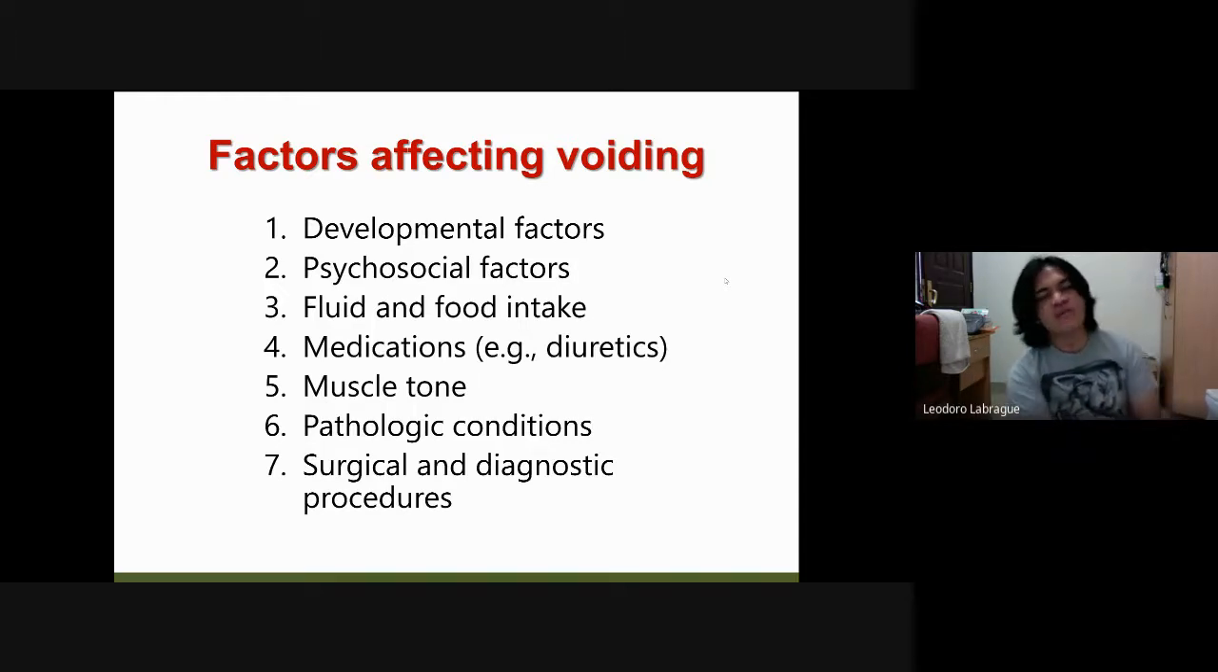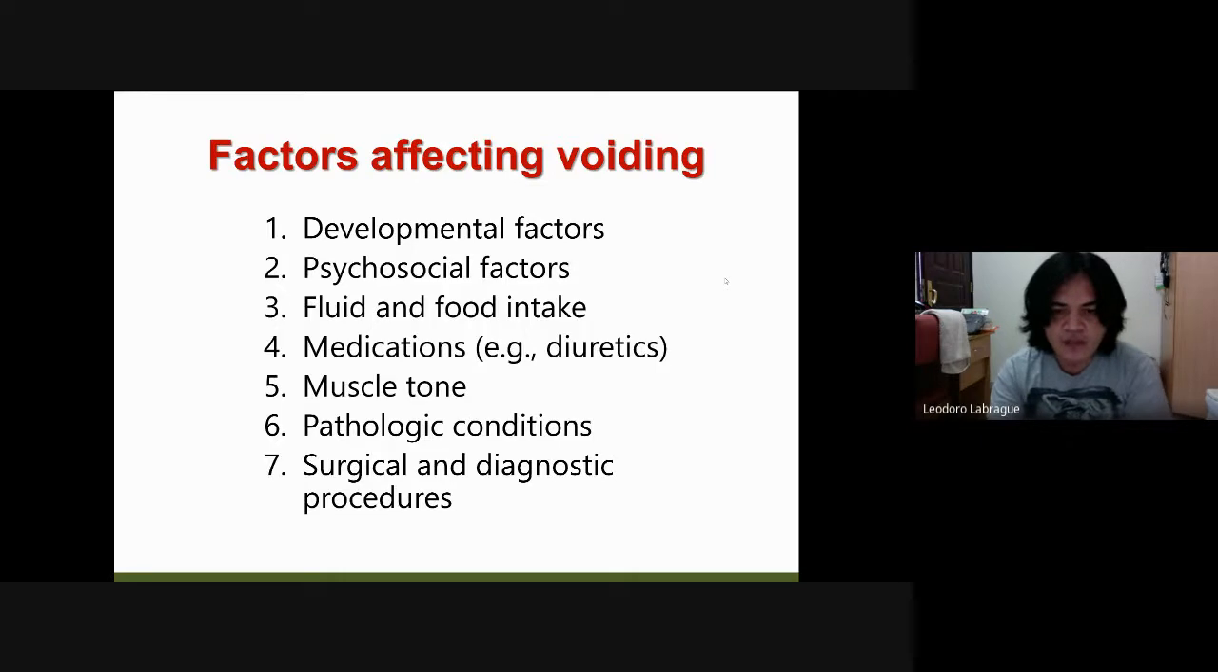How about muscle tone? Muscle tone refers to the muscle that controls the bladder and the urinary system. We call it the detrusor muscle. If the patient's muscle tone is not functioning well, the tendency is that the urination is also affected.